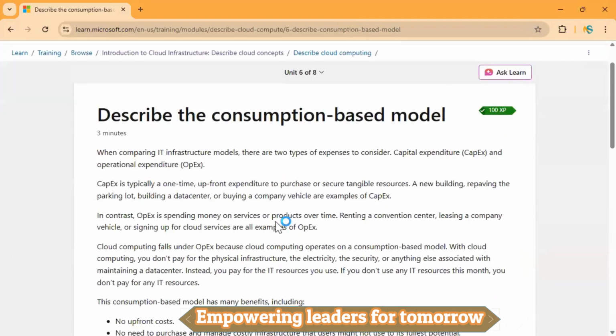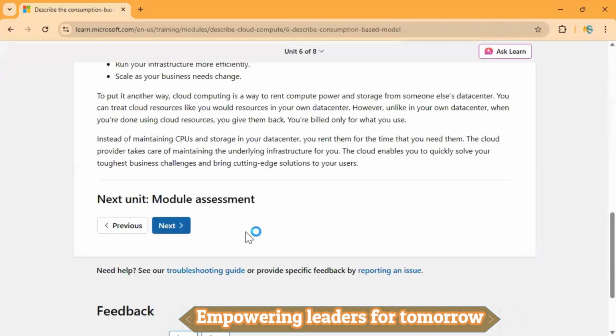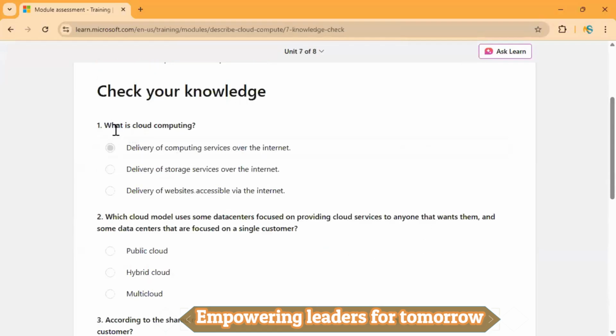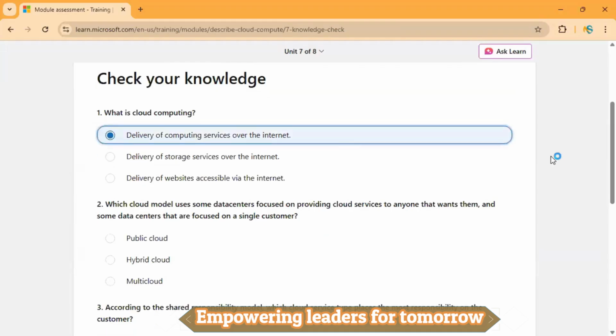Everything I am teaching is from here. That question is this: what is cloud computing? You need to give me the answer. It's not an interview, but just to be on the same page. It should be the first. What is cloud computing? It's delivery of computing services over the internet.